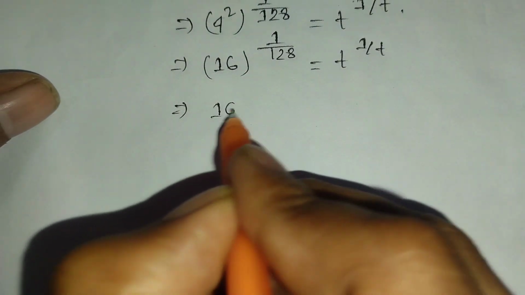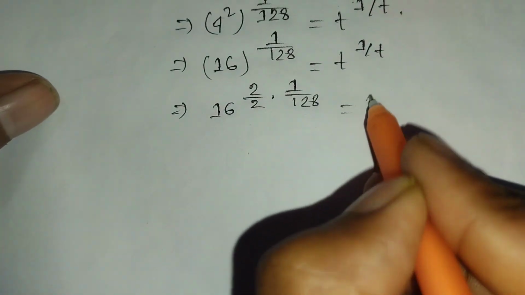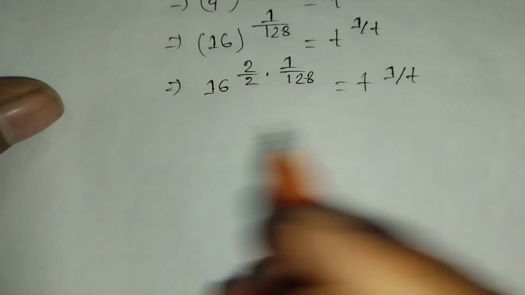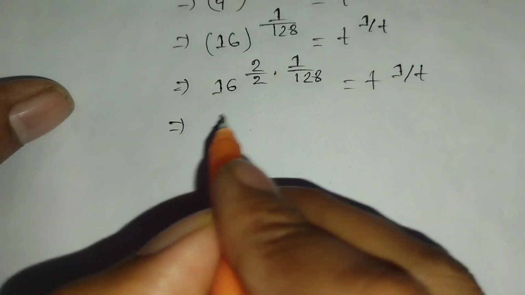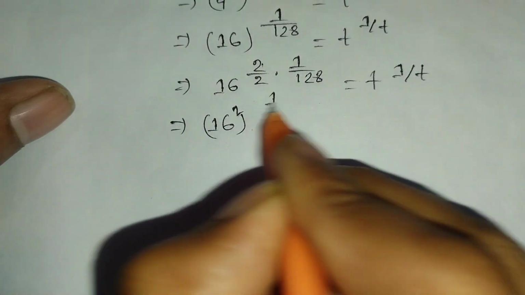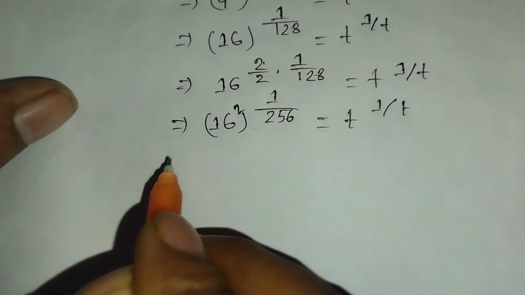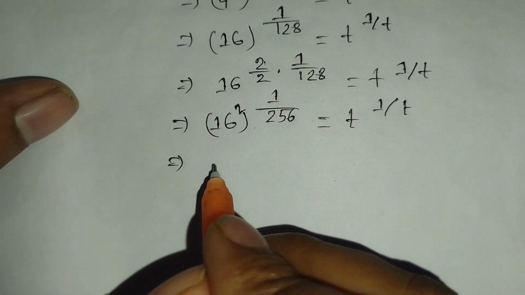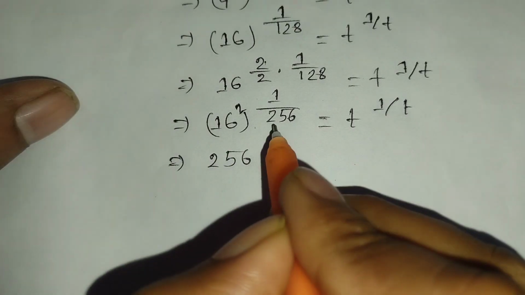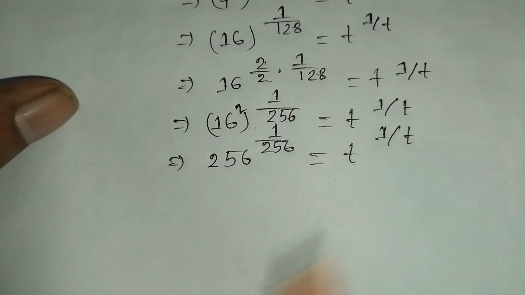Again 16, 2 divided by 2, so 128 t. On the right hand side no change, so 16, this power and this power multiply by 128, that means 256, t to the power 1 divided by t. So 16 squared means 256, and this power 256 equals t to the power 1 divided by t.